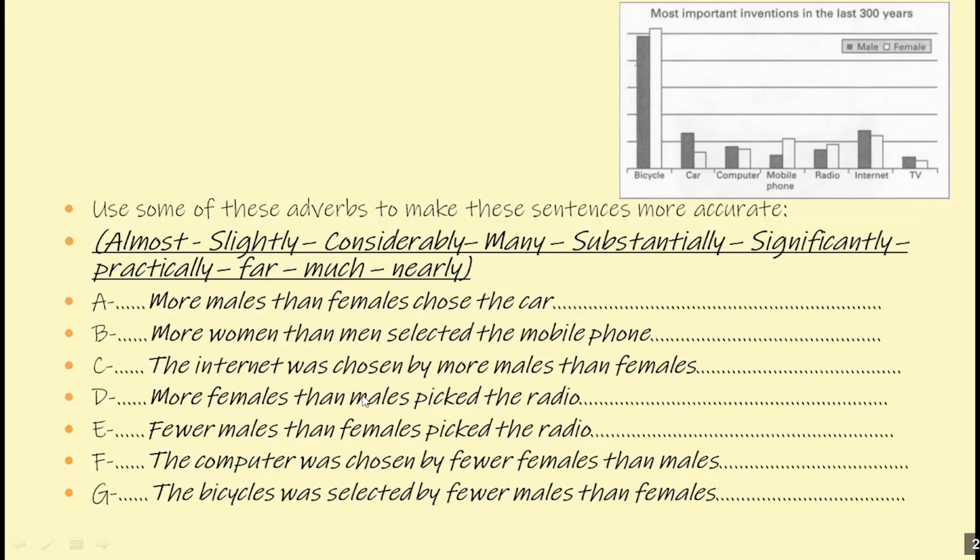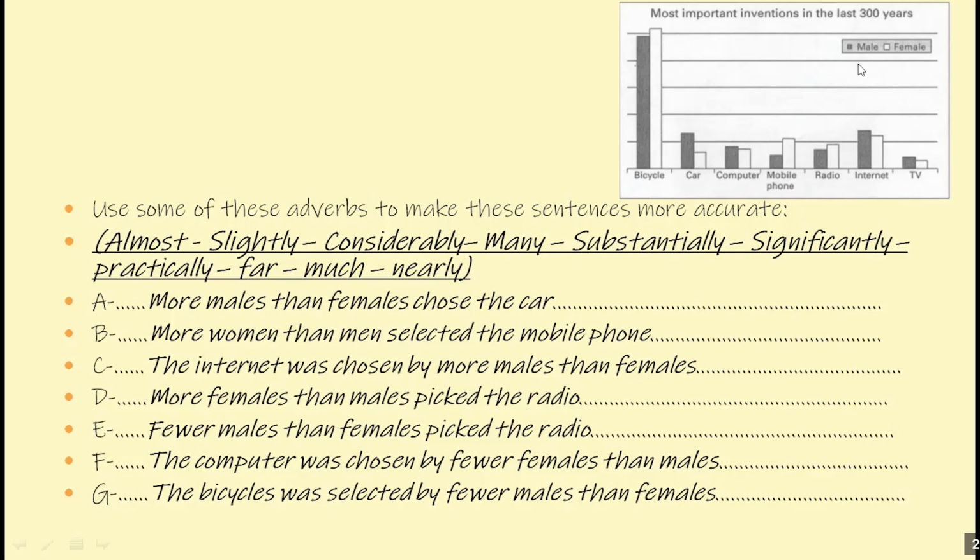Okay, now let's practice. Use some of these adverbs to make these sentences more accurate: almost, slightly, considerably, many, substantially, significantly. Put them in these sentences and look at the bar chart here and try to make these sentences more accurate. Take some time, think, grab a pen and a piece of paper and write down your answers. For example, in A, which word would you use? Would you say, for example, almost or slightly or nearly or what? Or considerably?